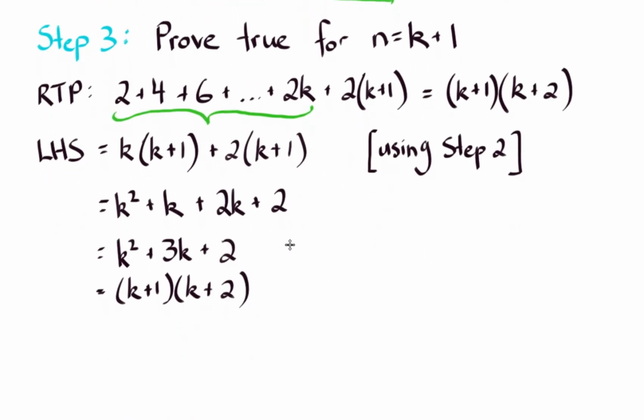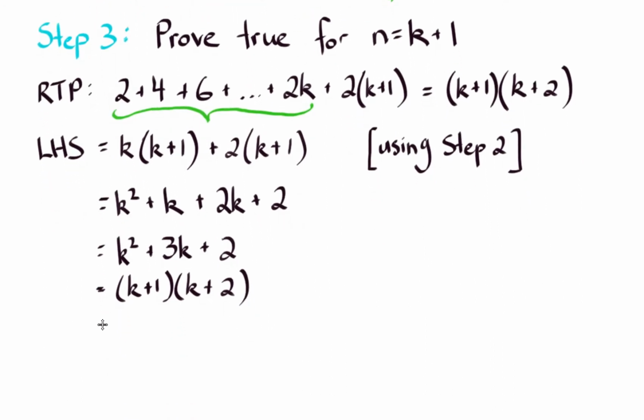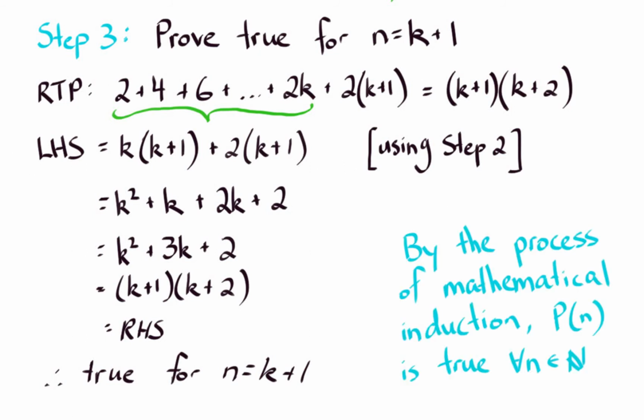So we can state that and then write a brief little conclusion. So therefore, true for n equals k plus 1. And to wrap up, we would then write our conclusion. Okay, so something along the lines of, by the process of mathematical induction, the proposition is true for all n that belongs to the set of natural numbers.